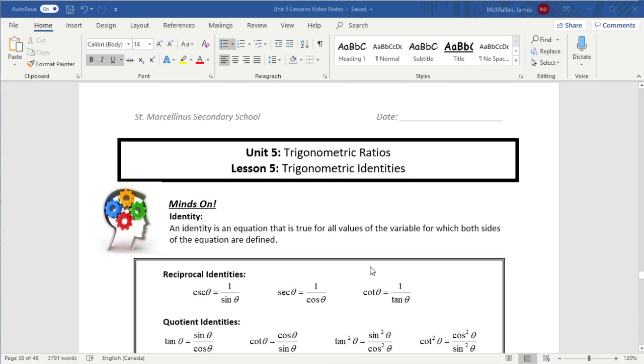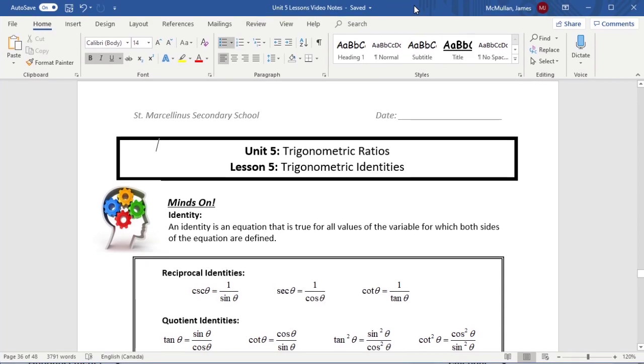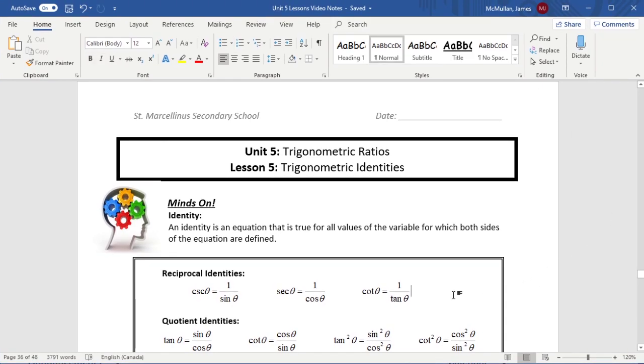Continuing on, today's lesson is called Trigonometric Identities. An identity is the same thing it means in literature, right? In English class, an identity is something that you are the same as. So just like you identify with something in English, a trig identity is two things that identify with one another, that are the same as one another.